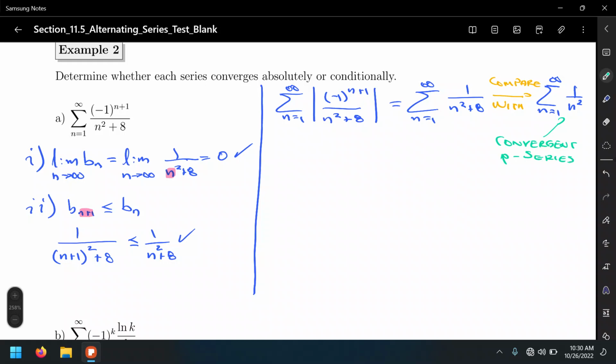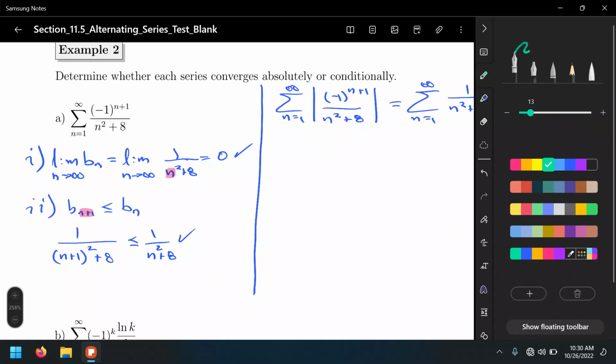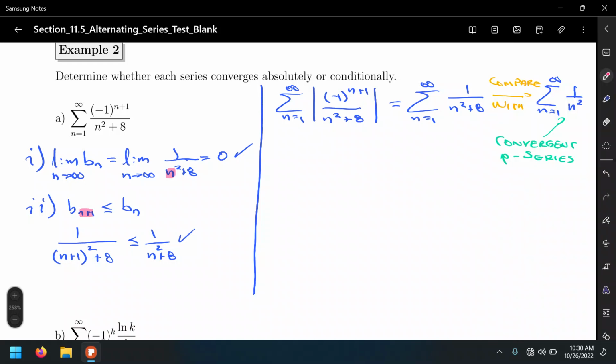Alright, it's a convergent P-series. Well, when it comes to comparison, in this case, I think it's a lot easier to do the direct comparison than the limit comparison. So for convergence, we need to show that tiny is less than or equal to small. In other words, a sub n less than or equal to b sub n.